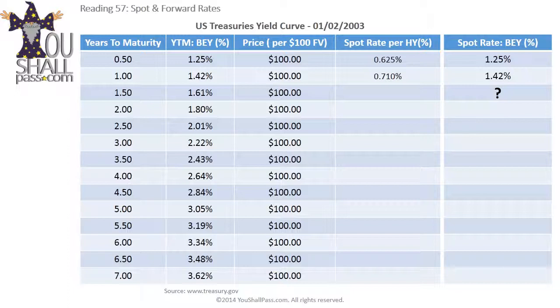The half-yearly rates for the first two rows, those for the 6 month and 1 year T-bills, are shown here. They are half the annual YTM, and since the 6 month and 1 year T-bills are zero coupon bonds, their YTMs are also their spot rates. Our next task is to determine the spot rate for the next available maturity, which is the 1.5 year slot.